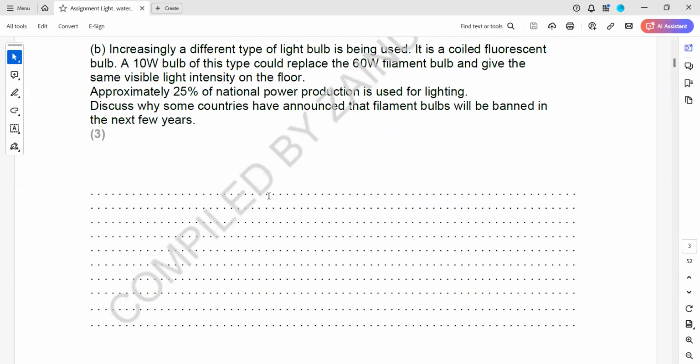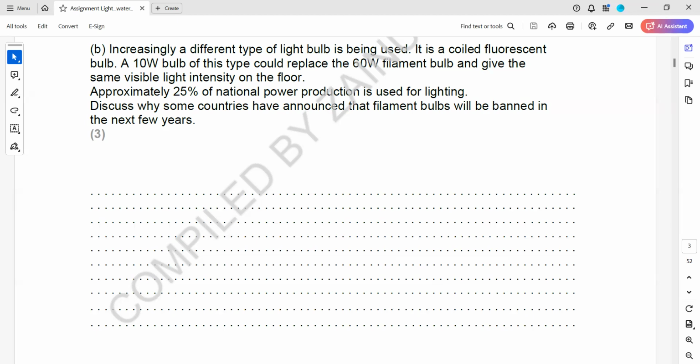Increasingly, a different type of light bulb is being used, and it is the coiled fluorescent. A 10-watt bulb of this type replaces the 60-watt and gives the same visible light. Approximately 25% of a national power production is used for lighting. Discuss why some countries have announced that the filament bulb will be banned in the next few years.